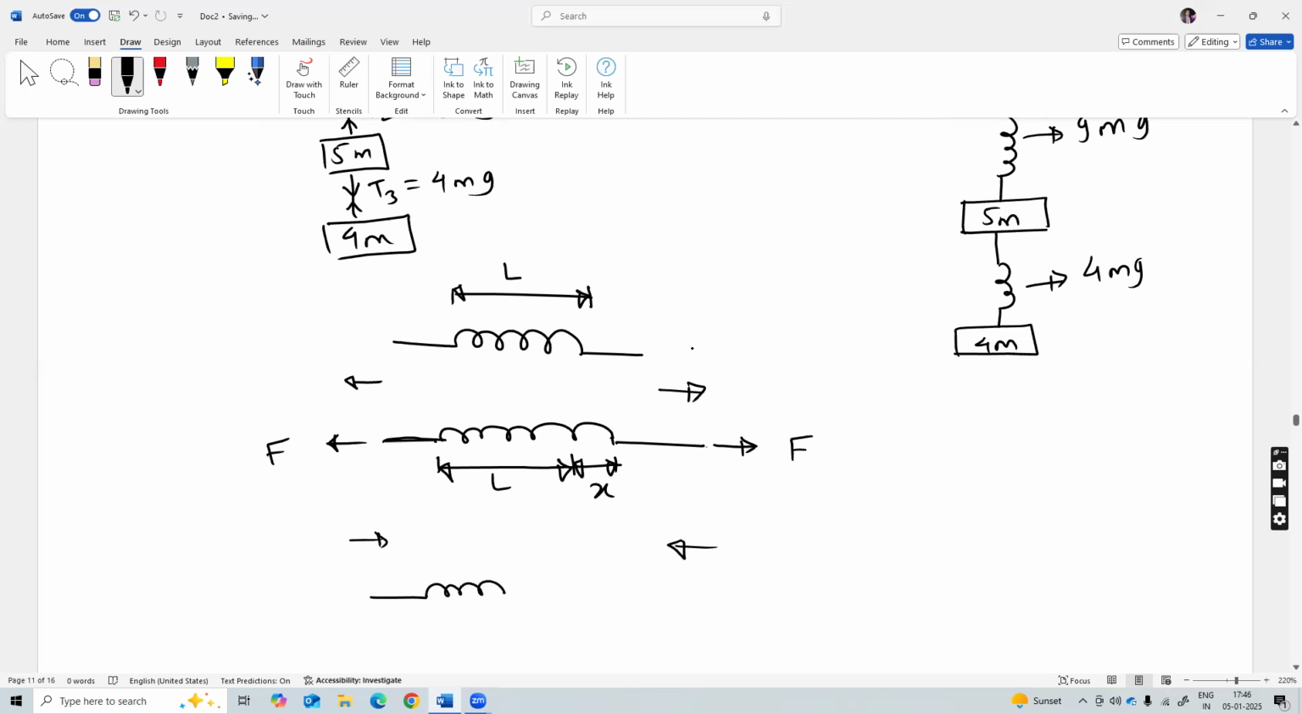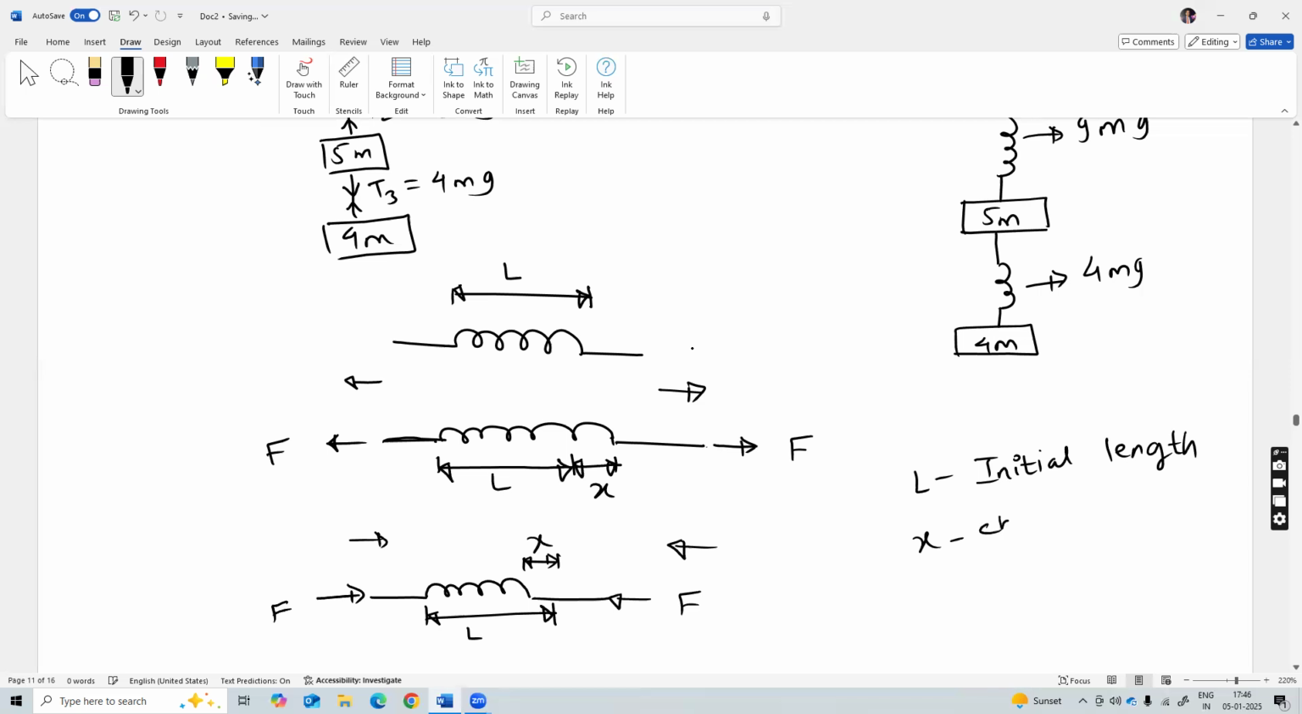So again, let's say you are applying force F to compress the spring. L was the initial length and X is the change in length. Okay. So here L is the initial length and X is the change in length.